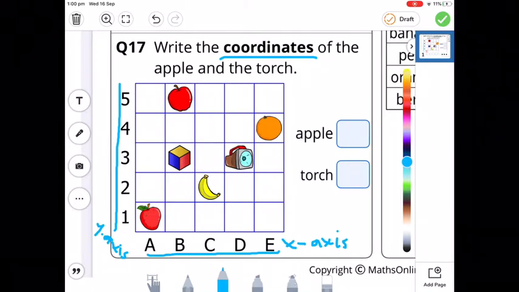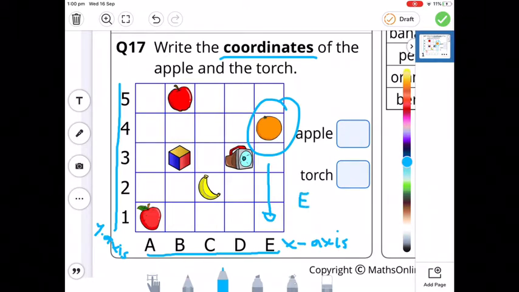So if we were to look at this orange here, we are finding the coordinates that show us the exact position of this orange. So the first thing you need to do when you're finding the coordinates is you need to find the coordinates first on the x-axis, so the one on the horizontal line down the bottom, which in this case is the letters. So we're going to go down where the orange is. We can see that the first coordinate is the E.